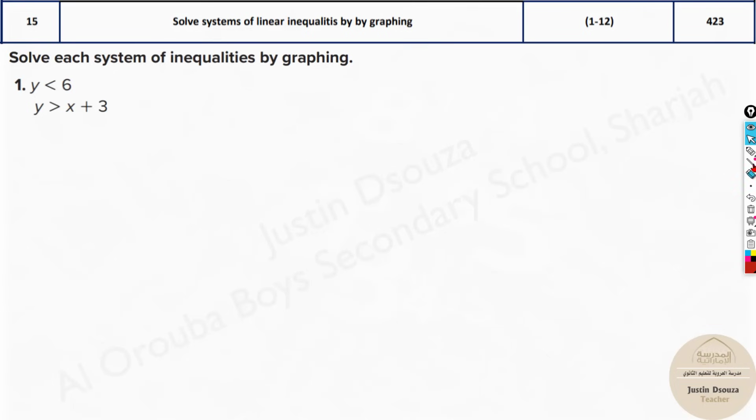Here I will tell you an easy shortcut method. You don't need to bother with any of the long methods. First thing, you must have the equations in slope-intercept form, y equals mx plus b. These both are in slope-intercept form, that's well and good. Now, instead of the inequality, just think of this for a minute as y equals 6, y equals x plus 3.